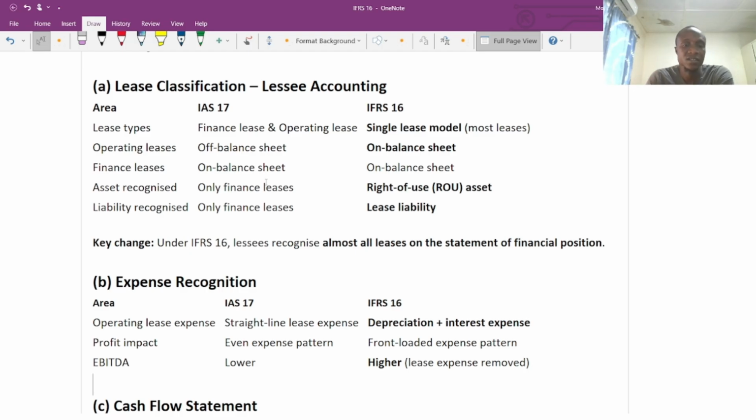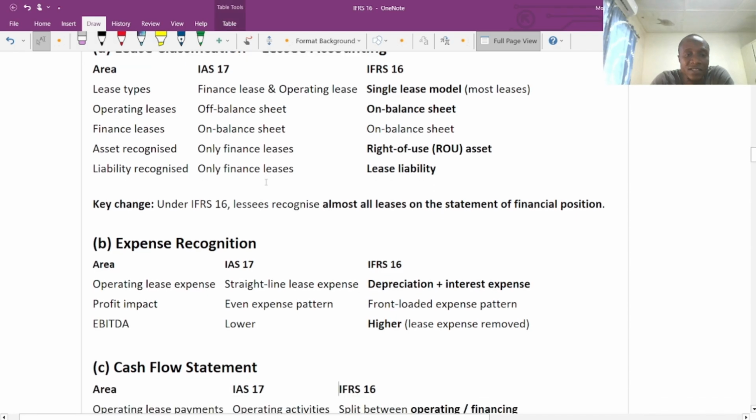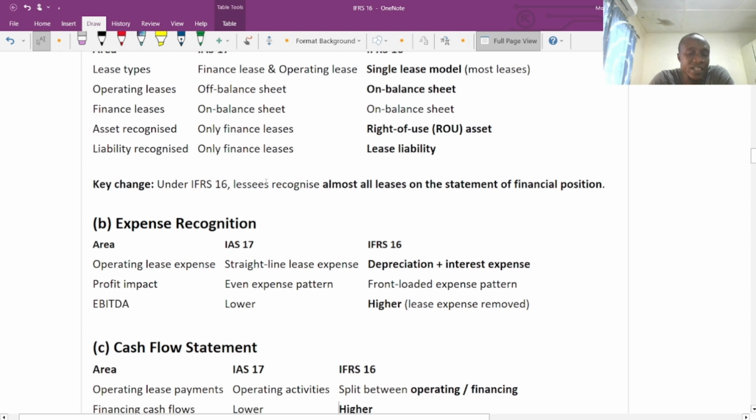Under IFRS 16, the lessee recognizes almost all leases on the statement of financial position. We are going to look at the exception to this statement. Now also we are going to look at the distinction between IAS 17 and IFRS 16, looking at how we can account for the expenses.